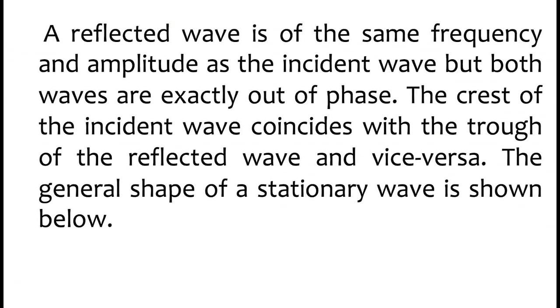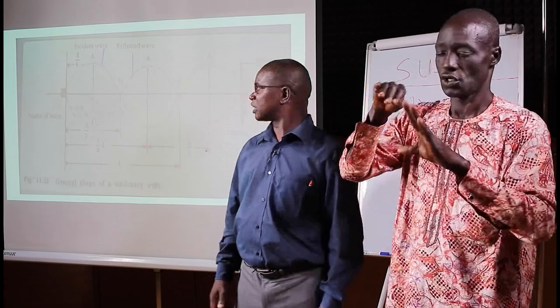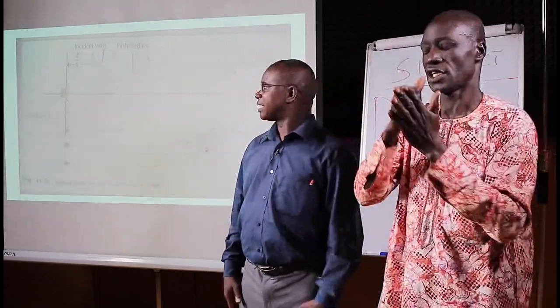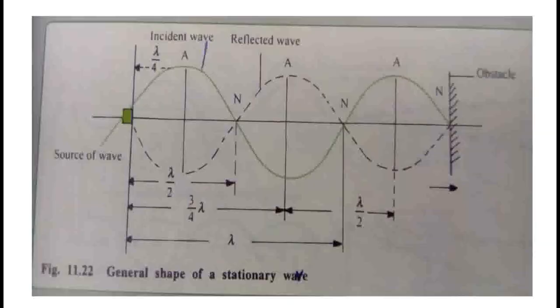The general shape of a stationary wave is shown below. Diagrammatical illustration of a stationary or standing wave. In the diagram, we can see a line. Normally, we have your horizontal line, which in this case is represented by a string. And we have a vertical line.